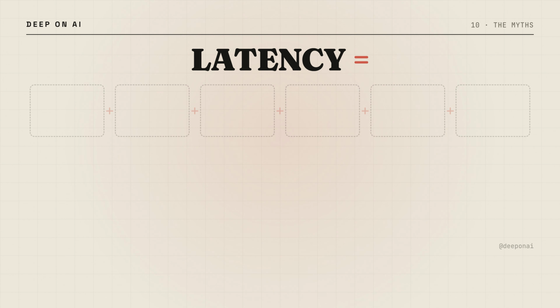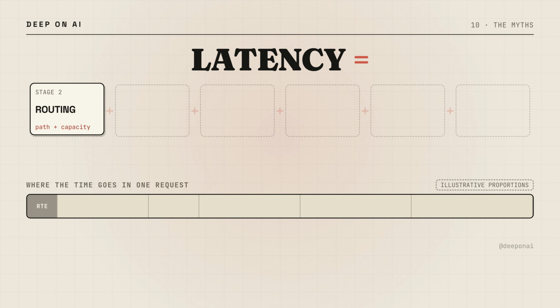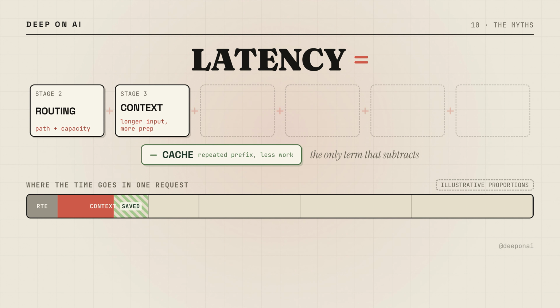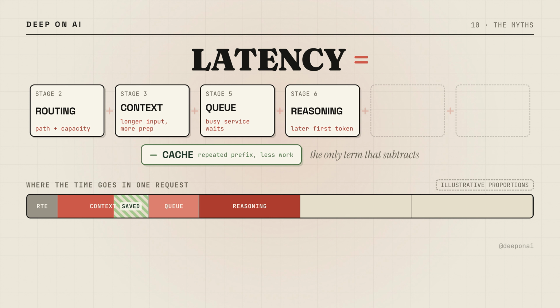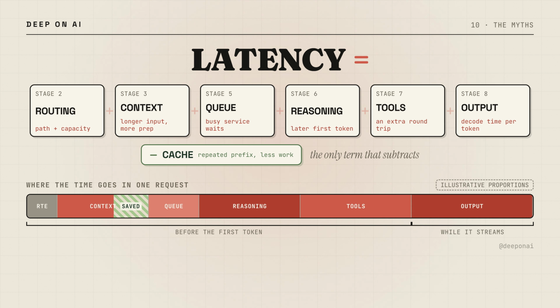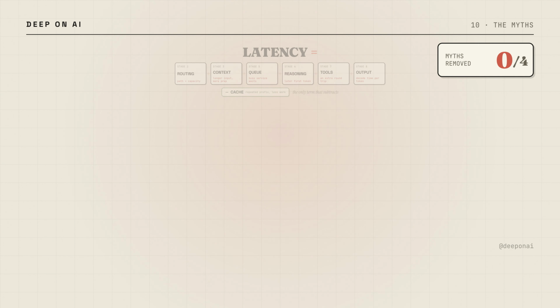Now, the latency mystery is easier to solve. A long input can increase prompt processing time. A cache-friendly repeated prefix can reduce it. A busy service can add queue time. Deeper reasoning can delay the first visible token. A long answer adds decode time. A tool call can add an entirely separate network and processing loop. That gives us 4 useful myths to remove.